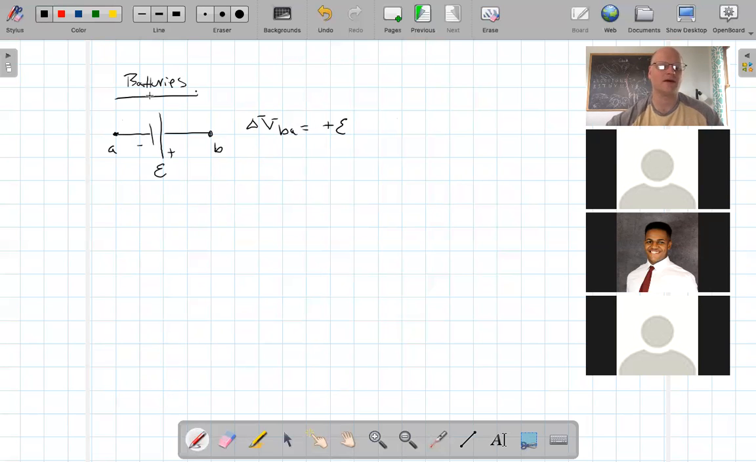So in this case, I'm going in this direction, from negative to positive. But if I go the opposite direction, from positive to negative, then my change of potential going from B to A is minus EMF.